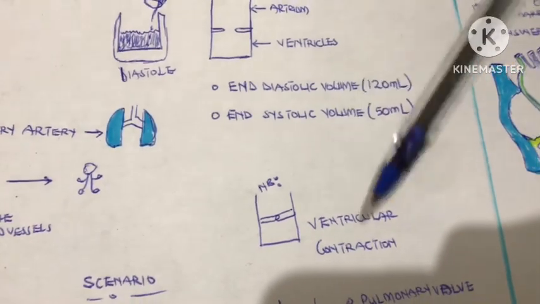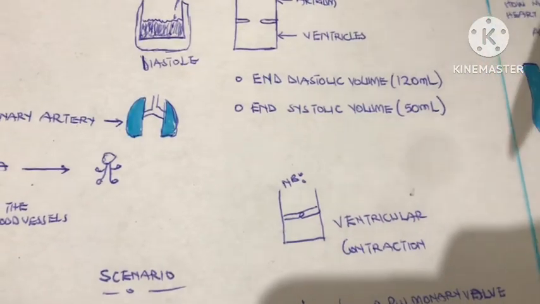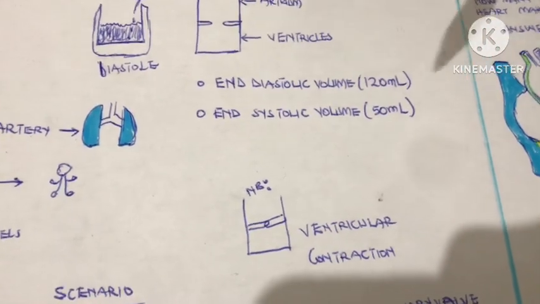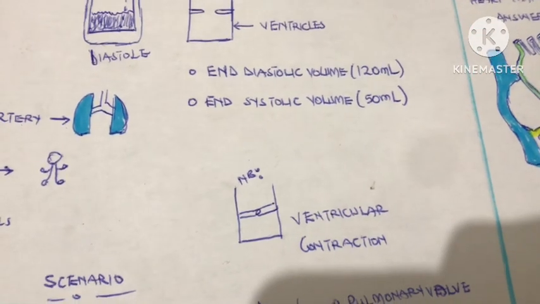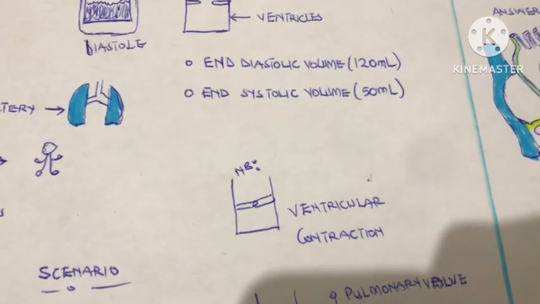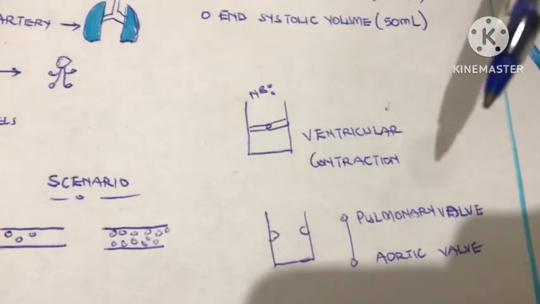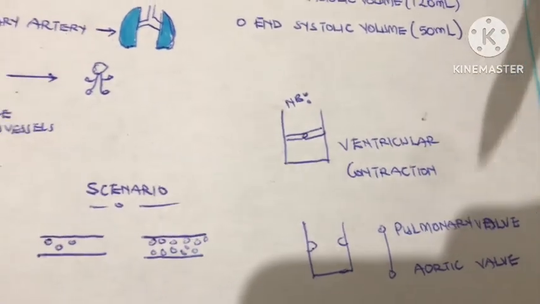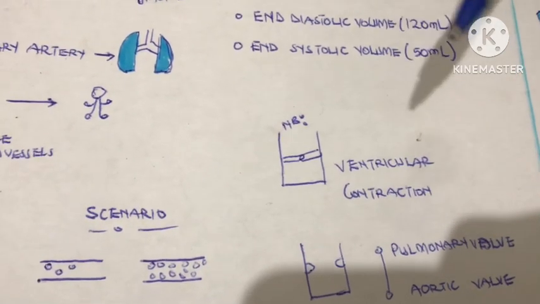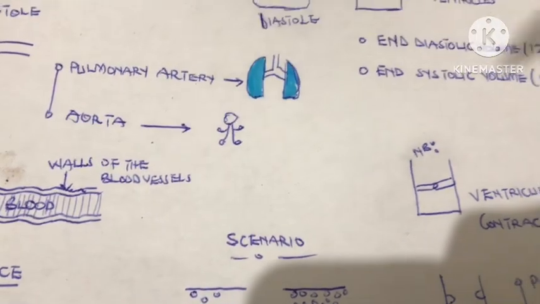Now I want you to note something here. During ventricular contraction, when the ventricular chambers are contracting, note that the bicuspid and the tricuspid valves are closed. This is to prevent blood from flowing back into the atrium. You understand? But rather, the pulmonary valve and the aortic valve open during ventricular contraction, because the ventricles contract to pump blood through the pulmonary artery and aorta to the other parts of the body.